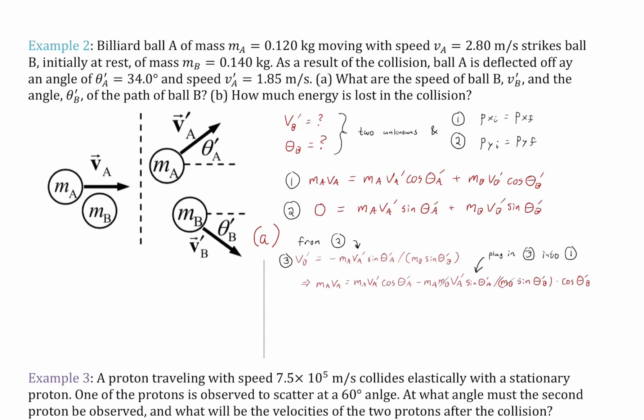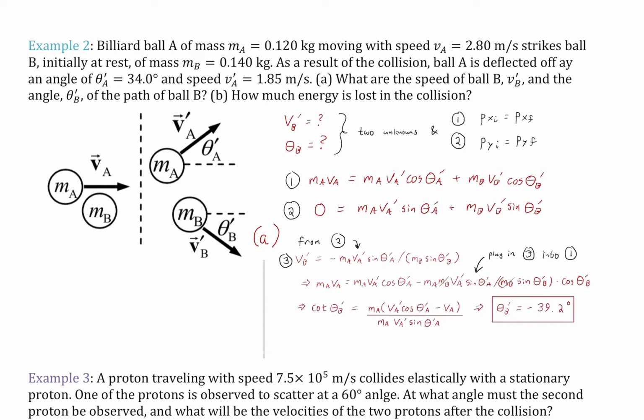Why have I done that? Well, because now I have a single equation with a single unknown. If you look here, what do I have? I've got VA prime, which I know, shows up twice. I obviously know VA. And then I've got theta A prime, which is the final angle of A, but I also know that. So my only unknown is theta B prime, the angle. Because that's what I need, a single equation with a single unknown.